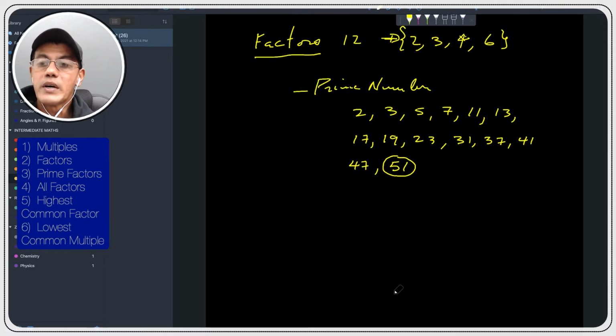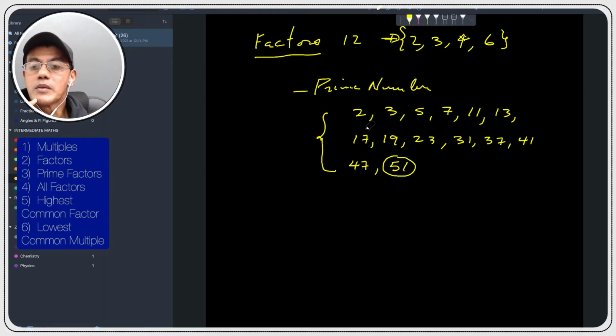Now, why did I introduce prime numbers just before factors? Because we will use these prime numbers to decompose a number into factors. So I'll show you the process here. Let's do 12 and let's see if we'll get back 12. Let's take 12 and decompose it into all its factors.